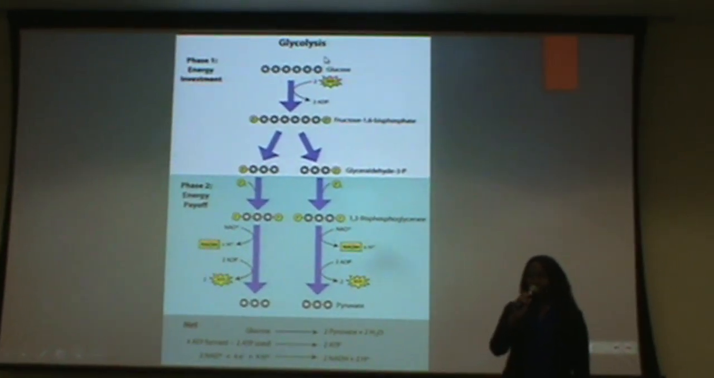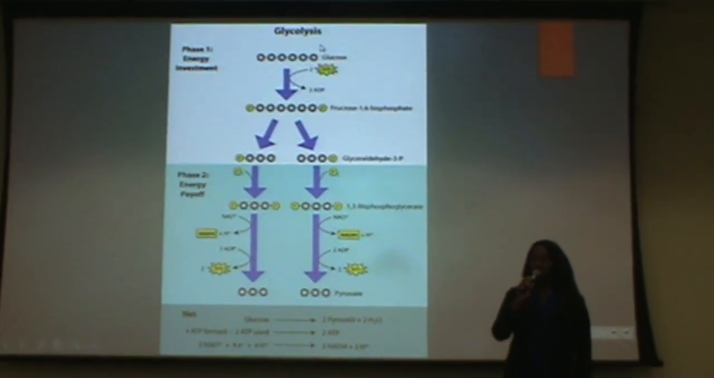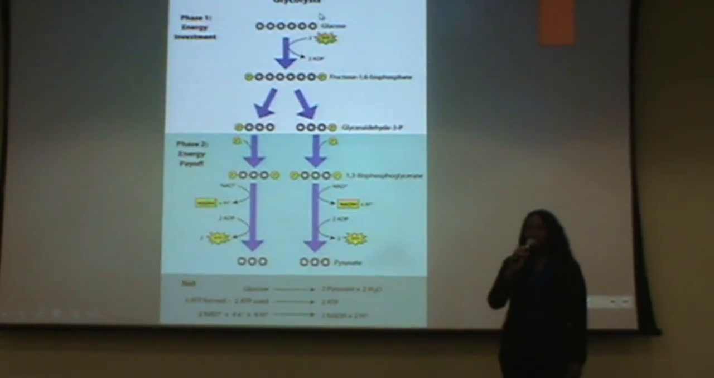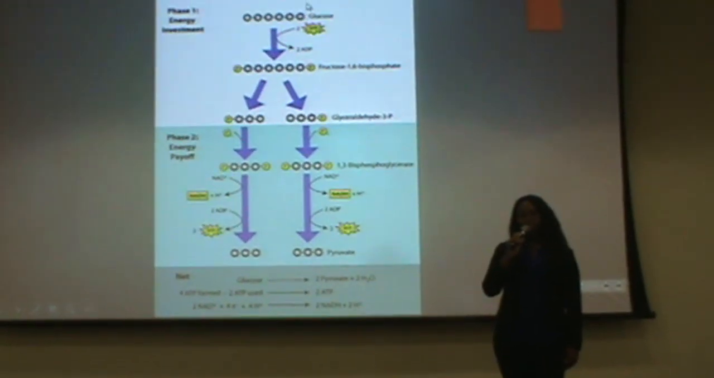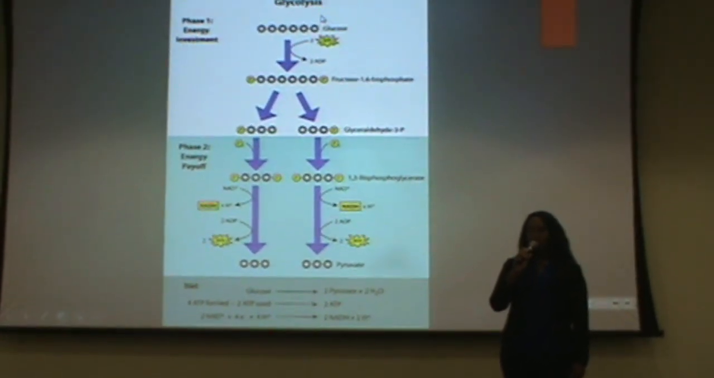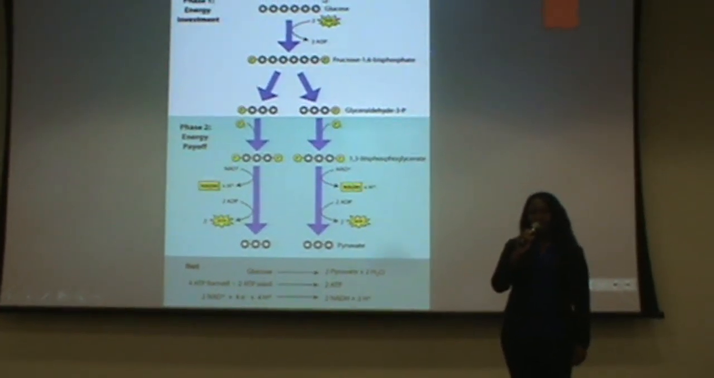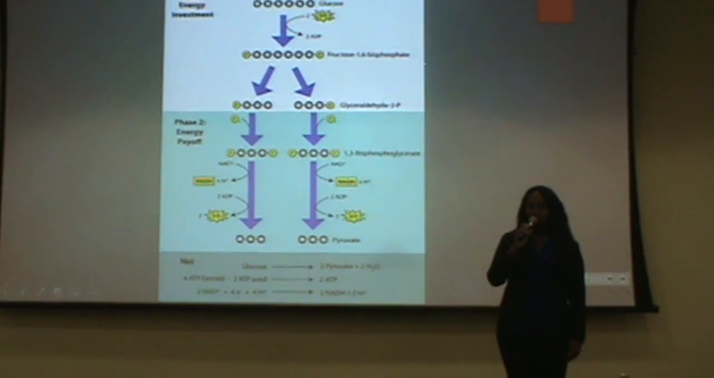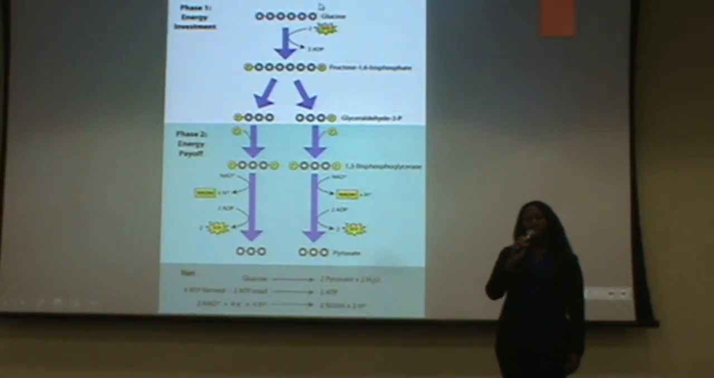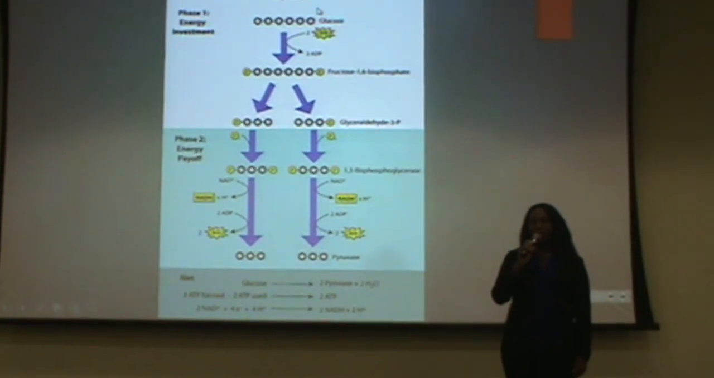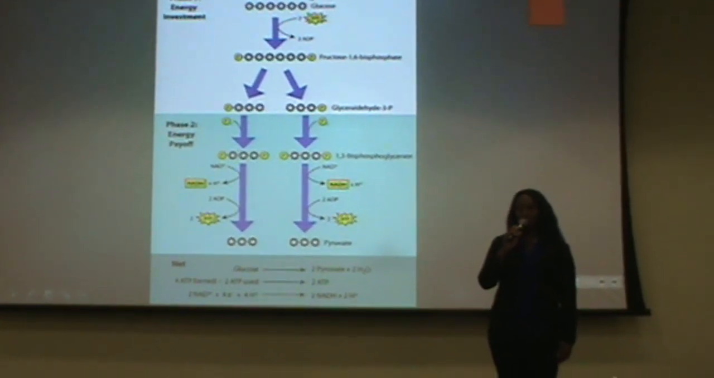Our fifth enzyme is triose phosphate isomerase. Our sixth enzyme is glyceraldehyde 3-phosphate dehydrogenase. Our seventh enzyme is phosphoglycerate kinase. Our eighth enzyme is phosphoglycerate mutase. Our ninth enzyme is enolase, and our 10th enzyme is pyruvate kinase.